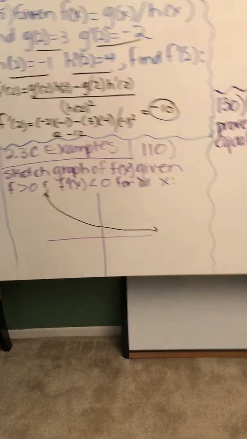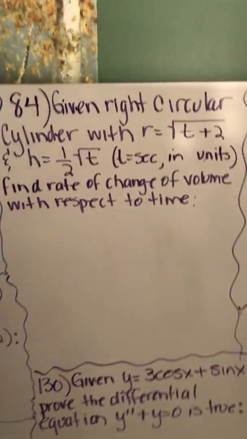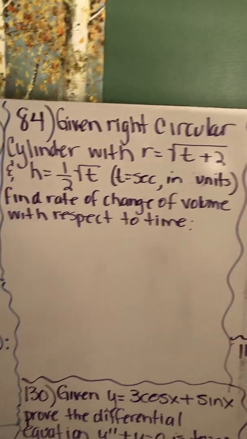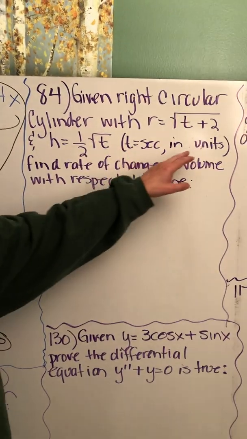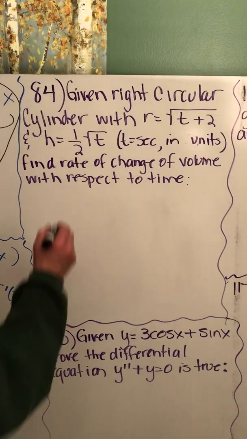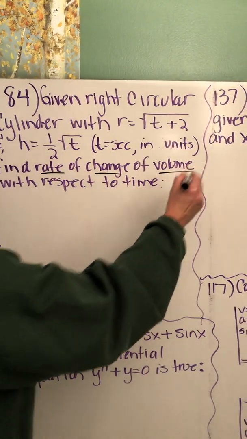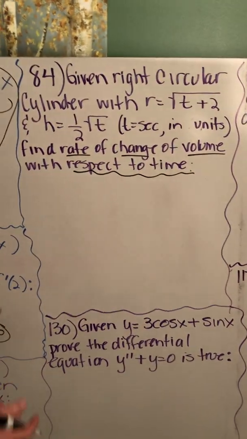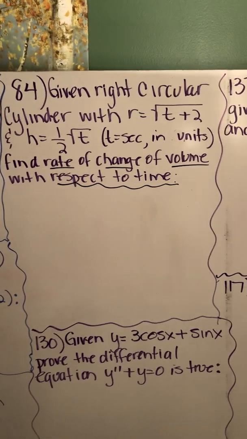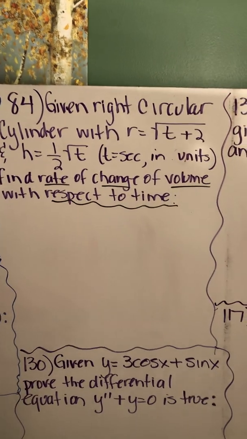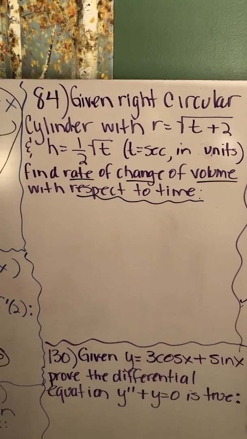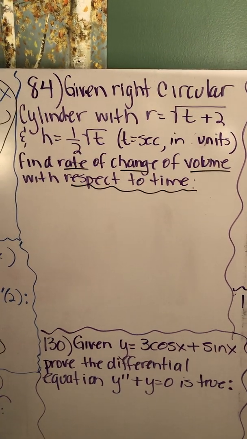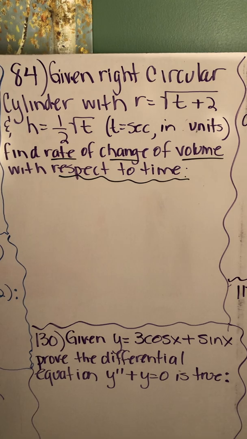Number 84. Given a right circular cylinder with a radius equal to the square root of t plus 2 and a height equal to 1/2 the square root of t, t is in seconds and units is in inches, find the rate of change of volume. That is a derivative with respect to time. You're going to start seeing this a lot. What does this mean? What's going on? What's going on is that this right circular cylinder is expanding or contracting. As time goes by, you can see these numbers are getting bigger, so it's expanding. So this right circular cylinder isn't just an object, it's growing, okay?